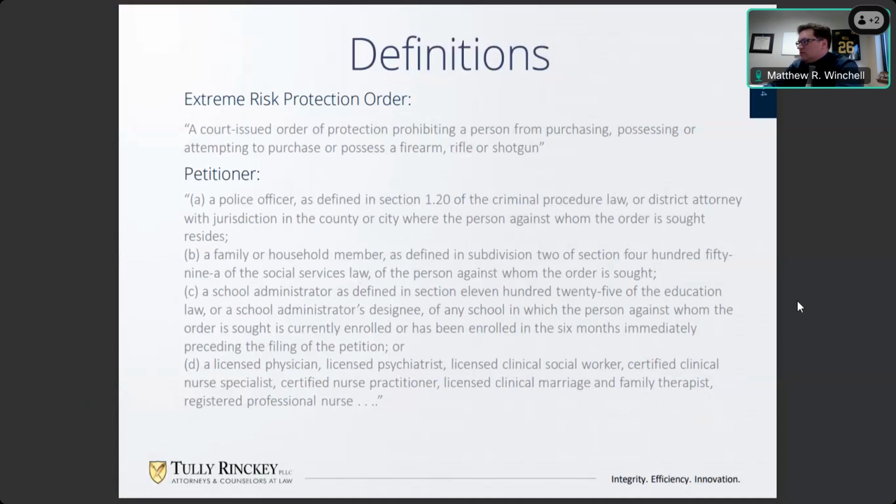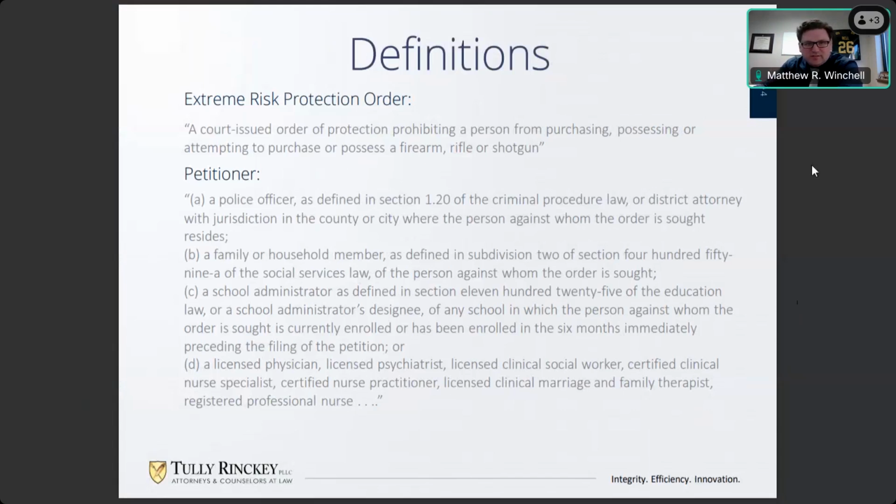In terms of red flag laws, almost anybody can be considered the petitioner. Most commonly, it's going to be some type of police officer, whether it's a state police officer, a sheriff, sometimes a city cop. Those are who you're most likely going to see as the petitioner in these cases. But it really can be anybody. It can be a district attorney, a family member, a school administrator or anybody in the school system, and then any of your licensed physicians, anything like that.